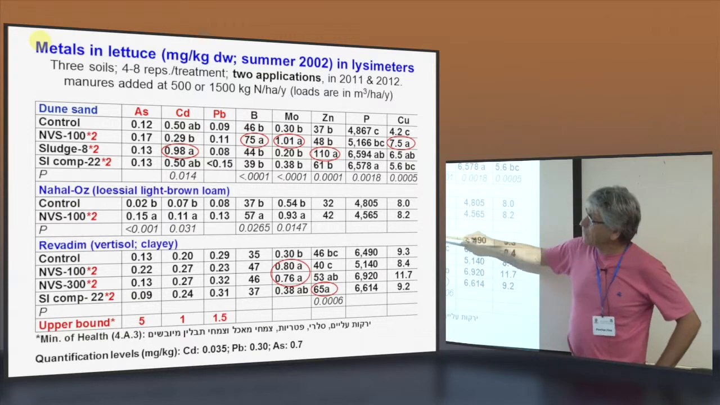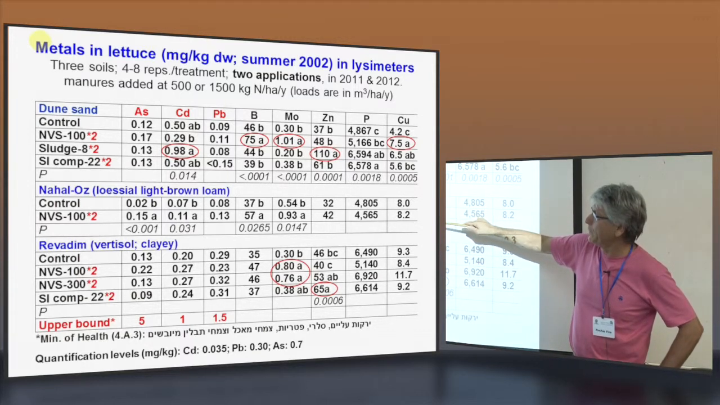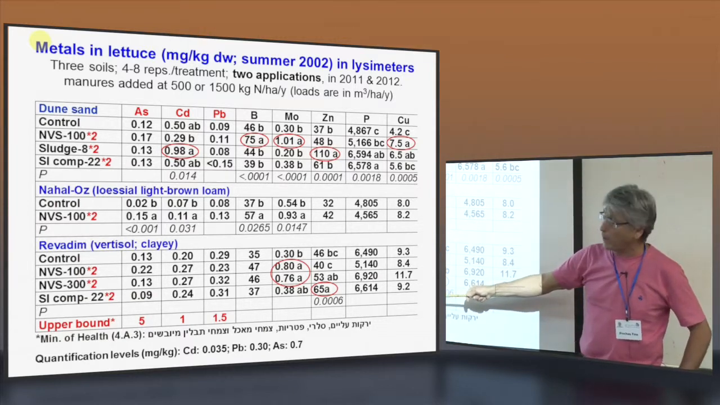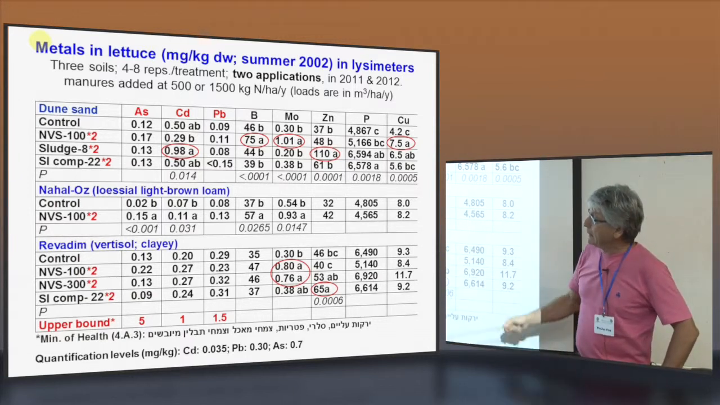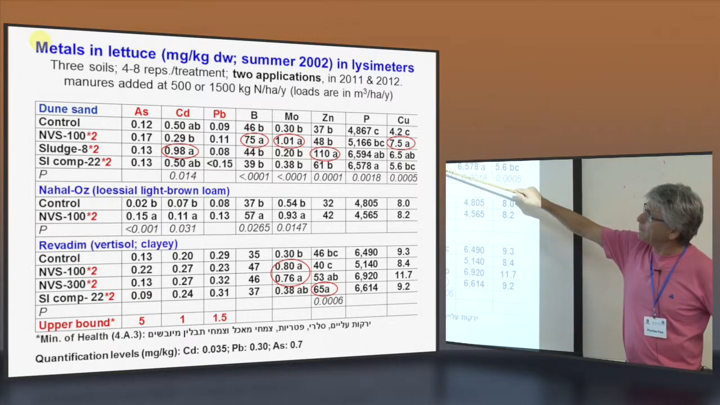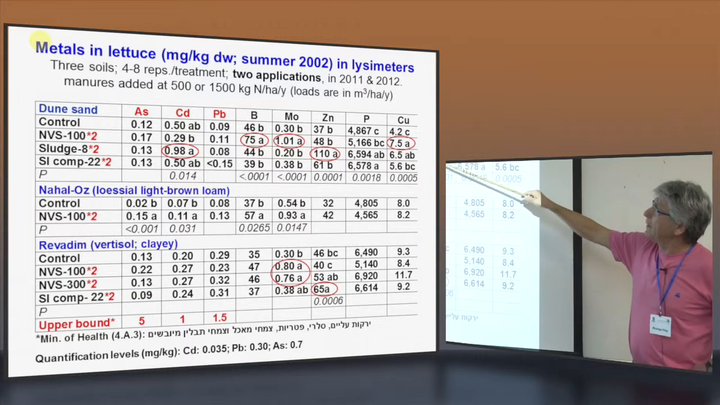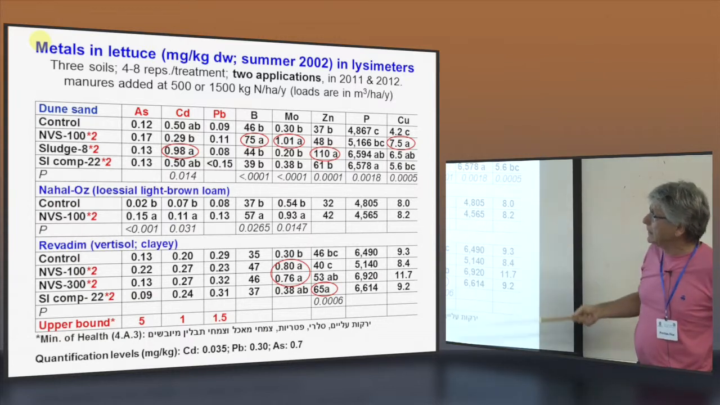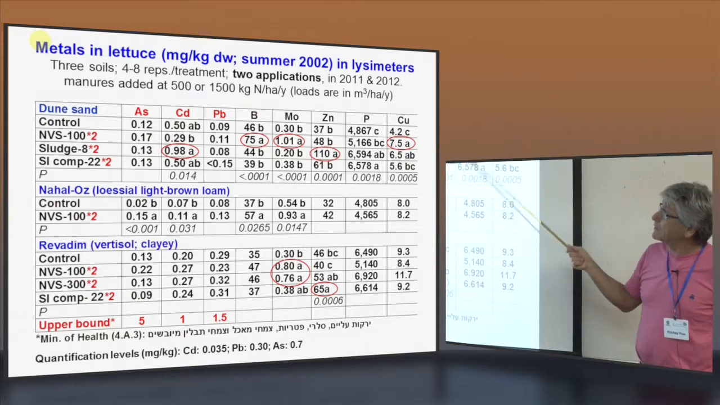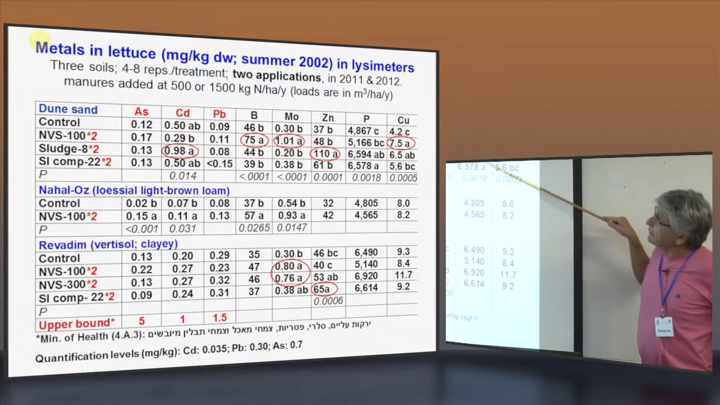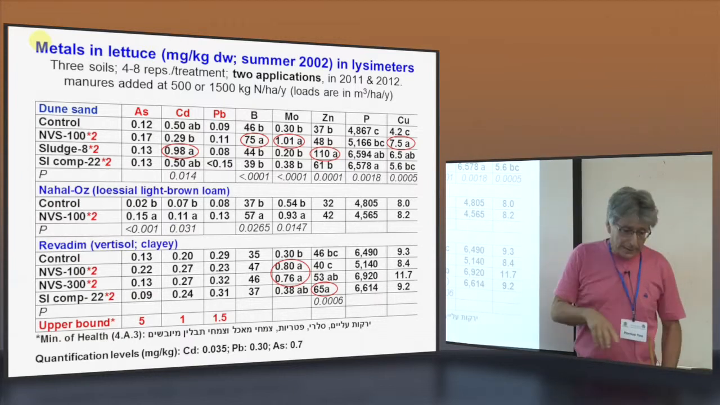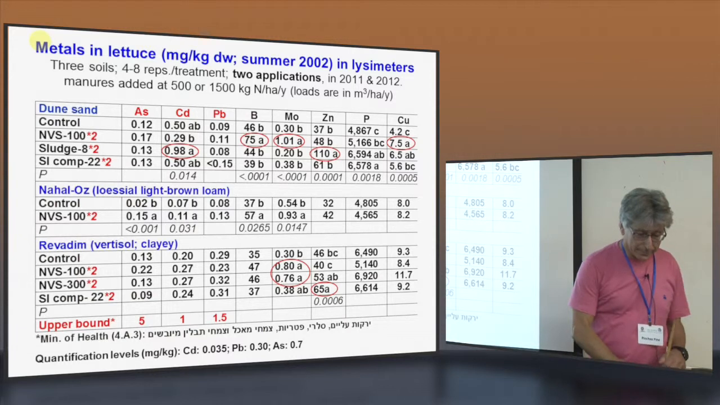This is in the loessial soil. Again, we have a higher content of cadmium, but it's very low compared with the value which is allowed, which is 1. This is 0.1. And we can see the same for boron. We have a higher value here, but it is still within acceptable limits. Molybdenum is higher. Zinc is higher here for the sludge itself, and so on and so forth. Increased values for phosphorus in the sand, no difference in the other soils. So generally speaking, no problem.